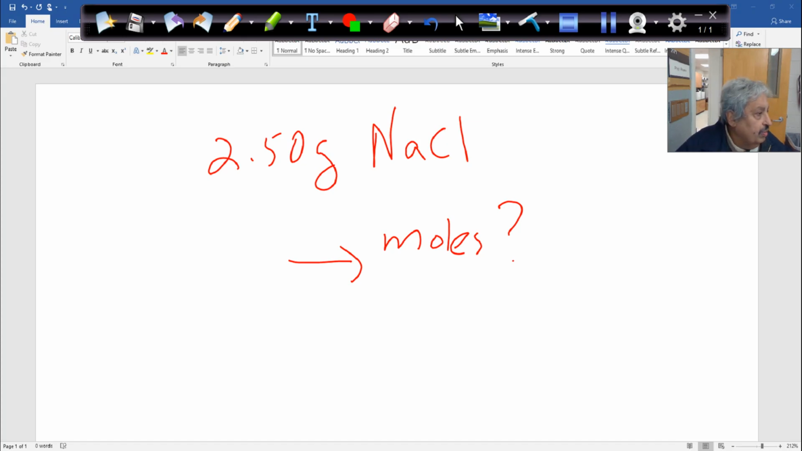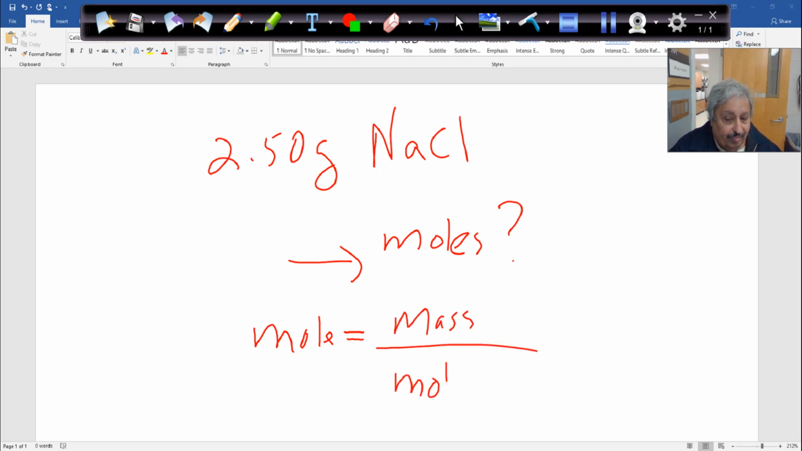So, what's the definition of a mole? I know the mole is an animal, but this one has nothing to do with the animal mole. It has to do with the chemistry mole, correct? So the mole is a ratio, correct? What is this ratio? Mass over what? Molar mass, correct? It's a ratio. The mass is given to you, 2.50 gram.